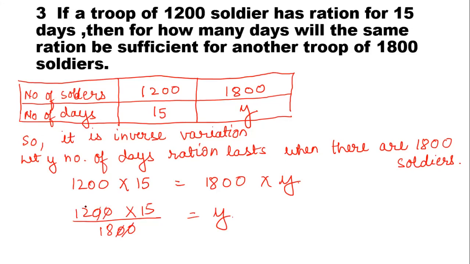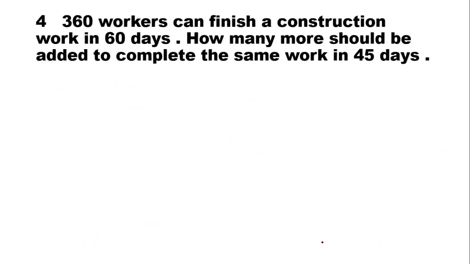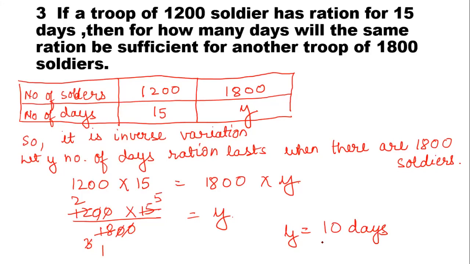ये 6 की टेबल से वी कैन कट 2 ज़ा 3 ज़ा, और यहाँ पे 3 की टेबल से यहाँ पे आ गया 5, यहाँ पे आ गया 1. सो y इज इक्वल टू 10 days. So 10 days the ration will last. I hope I'm very clear with the questions.